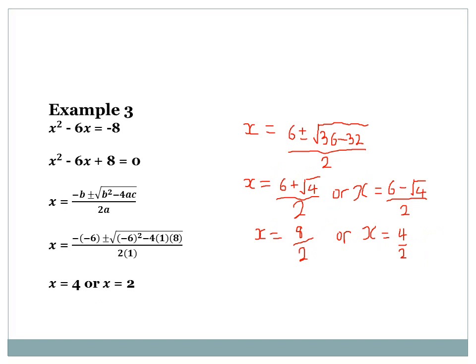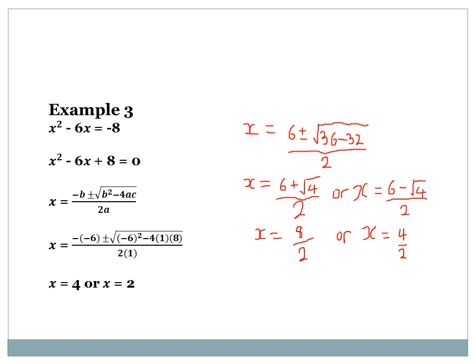Example 3. If we have x to the power 2 minus 6x is equal to 8. And here we can see that the equation is not in standard form. So we first have to write it in standard form. You remember the quadratic equation, the standard form is ax to the power 2 plus bx plus c is equal to 0. So now we need to equate this equation to 0.